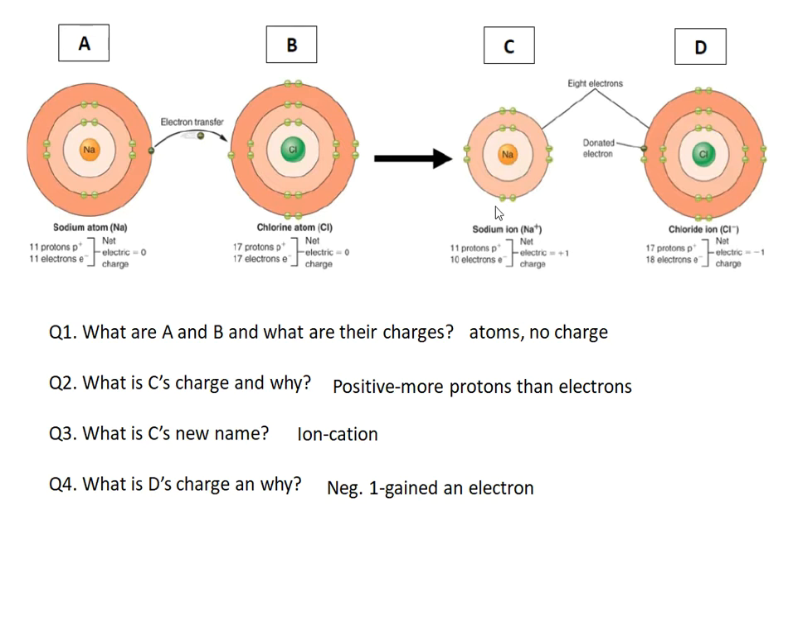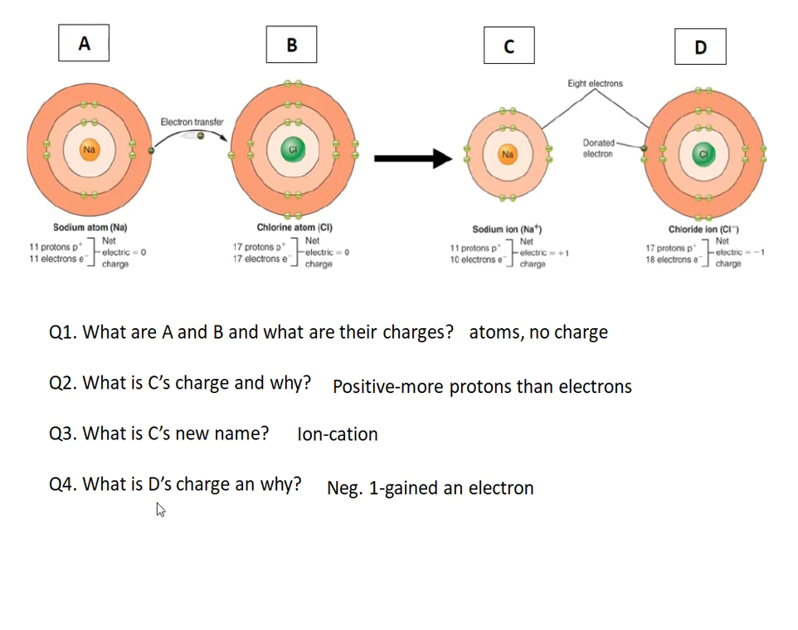Because sodium had given up or donated an electron, it now has 10 electrons but 11 protons. It has one more proton than it has electrons. Protons are positively charged, electrons are negatively charged. Because it has more protons than electrons, it has a charge of +1. And it is no longer a sodium atom, it is a sodium ion. So its new name, it is an ion. Specifically, it is a cation because it is a positively charged ion.